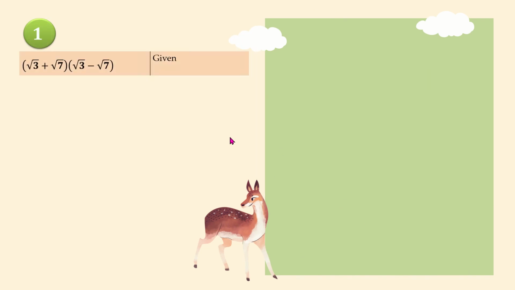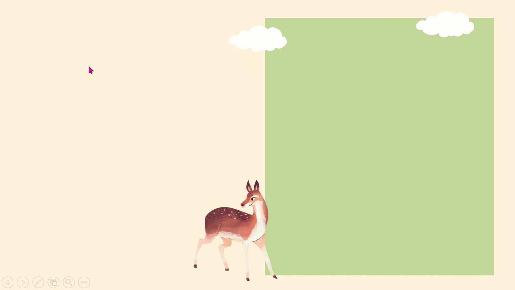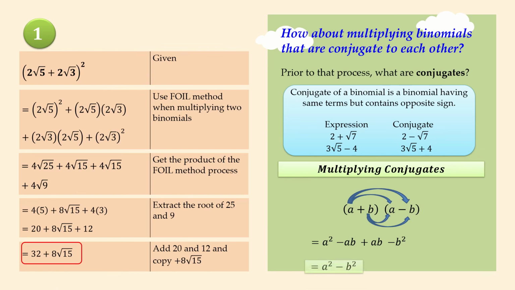Okay, this one. The binomials are the same, good? Square root of 3 and square root of 7. One is plus, one is minus. So if we go back, we don't return to the FOIL method. Since we know that in multiplying conjugates the middle terms cancel out, what remains is the square of A minus the square of B. Or simply, the square of the first term minus the square of the second term.